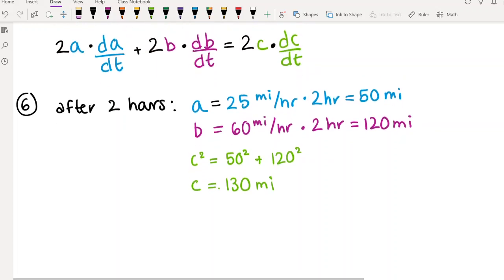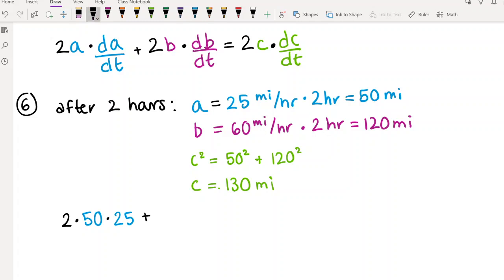Okay, so now we can go into the equation that we have written above and plug in some numbers. So now we have 2 times, A was equal to 50, we just figured that out. And then we're going to multiply that with the rate of change of A, which was 25.